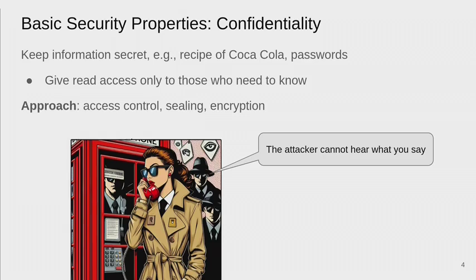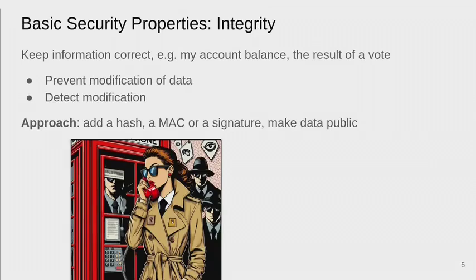Another basic property is integrity. You ensure that information remains correct. Your account balance at the bank, the result of votes, or some private information you want to ensure that nobody can tamper with. And here the goal is you prevent modification of data. That's the best option. You're only allowing some modifications by trusted parties, and you prevent any modification of the data by somebody else, somebody who doesn't have the right to do so.